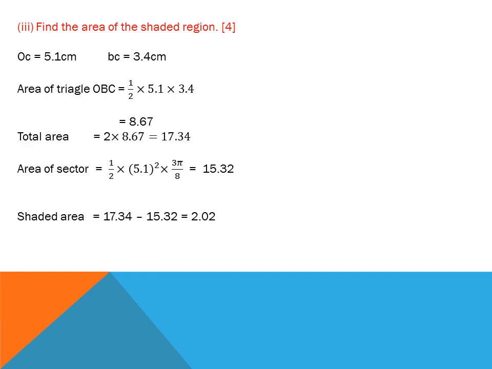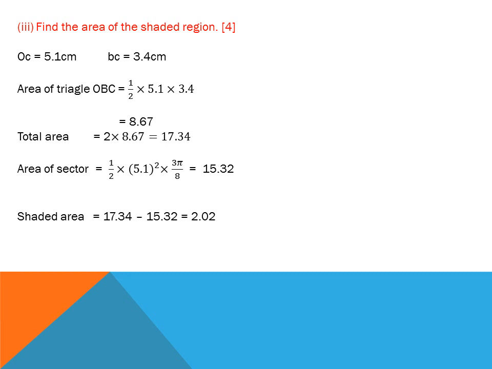In the third part, find the area of the shaded region. First I found that OC is equal to 5.1, BC is equal to 3.4. For the area of triangle OBC, the area of a triangle is 1 over 2 base into height, here 8.62. There are two triangles in the whole figure, so the total area is equal to 17.34 centimeters squared.